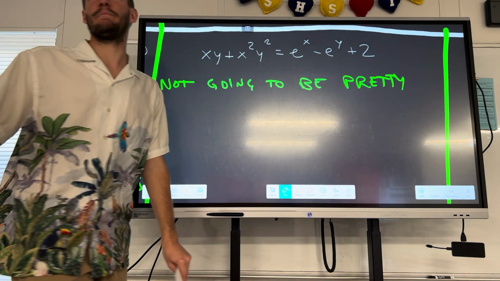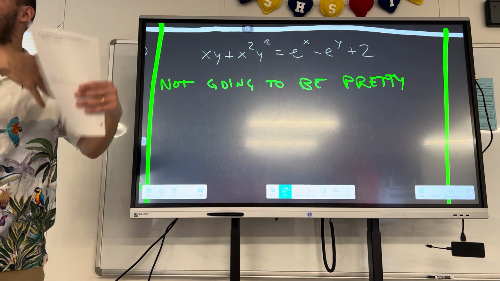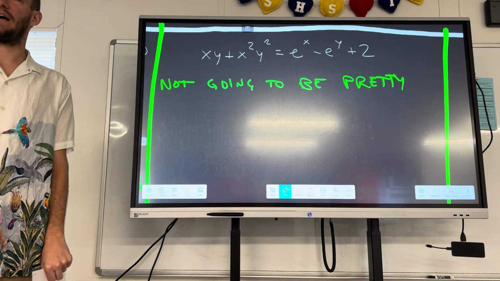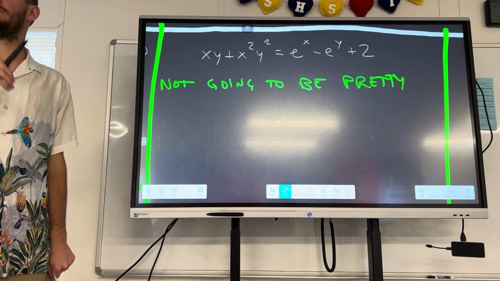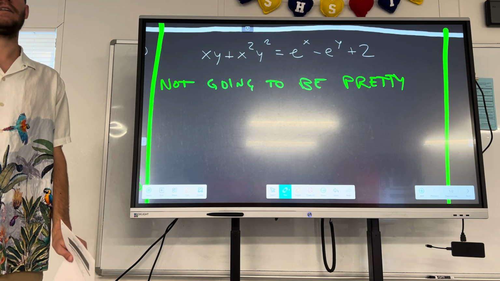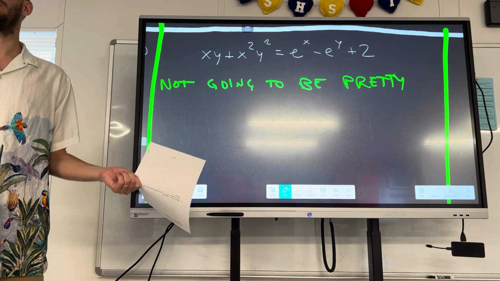We need to give up on y equals bleh. There's just no way that's going to happen. But the reality is, we can still do the derivative of this because it's got 2 letters. That's it. We can take the derivative.